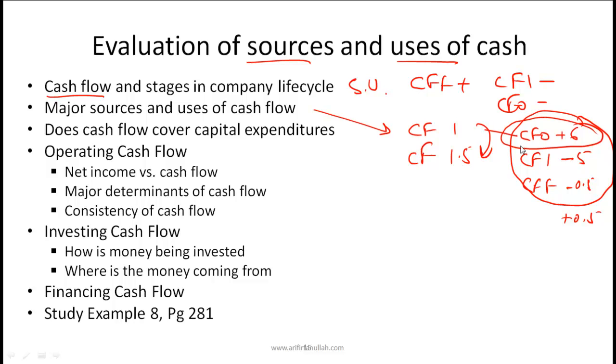And then beyond this, you can get into more details. With the cash flow statement, we can also see whether the cash flow covers our basic capital expenditures, which in my simple example, we see that it does. We see that enough cash is being generated to cover our capital expenditures.